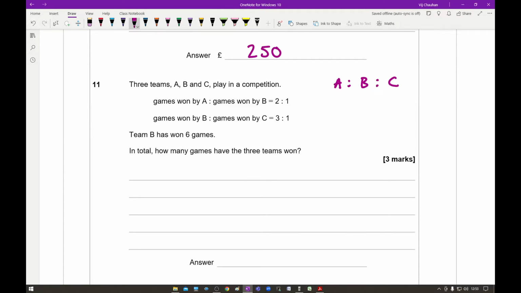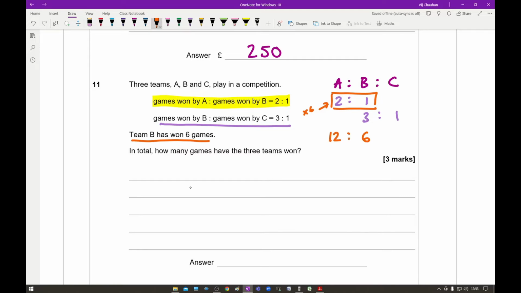So for this, we've got the first ratio, which is A to B, which is in the ratio of 2 to 1. So if I write 2 to 1, and then using the second bit of information, which is the ratio of B to C, I've got 3 to 1. Now, because the information tells me that Team B won 6 games, I want the middle number to be 6. So looking at this ratio here, if the B value needs to be 6, then I need to multiply this A value by 6, because 1 times 6 gives you 6, so 2 times 6 is going to give you 12.